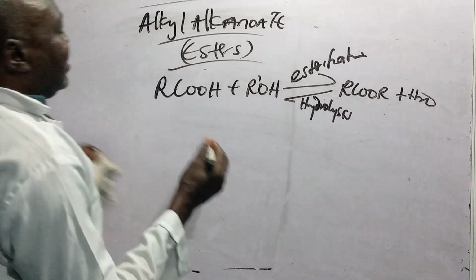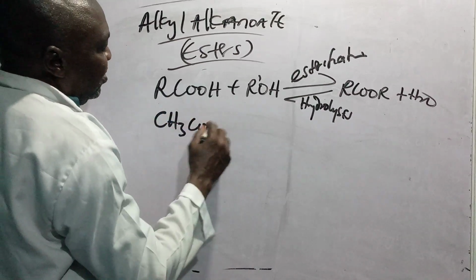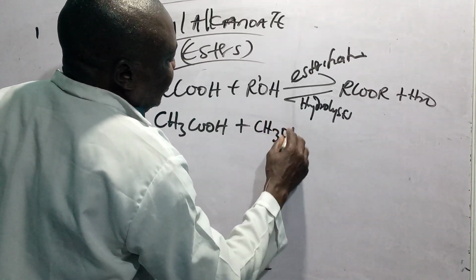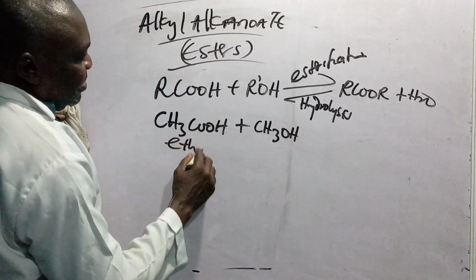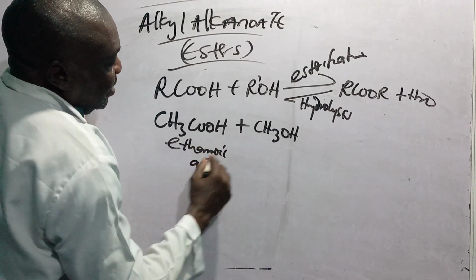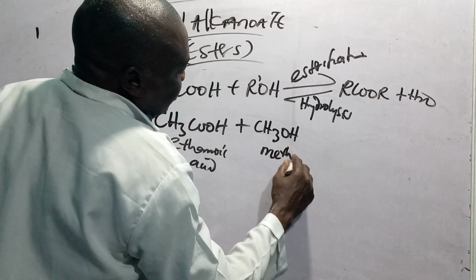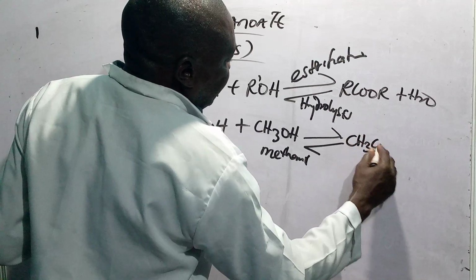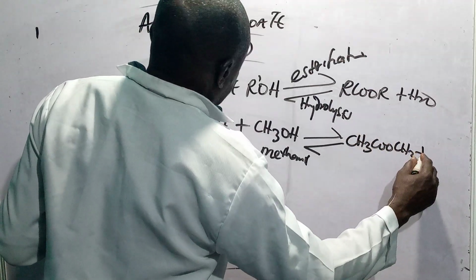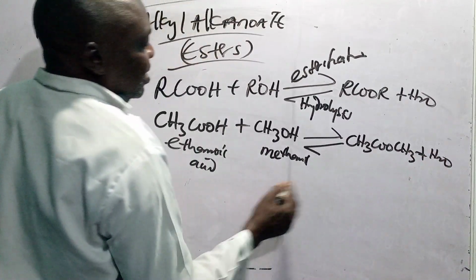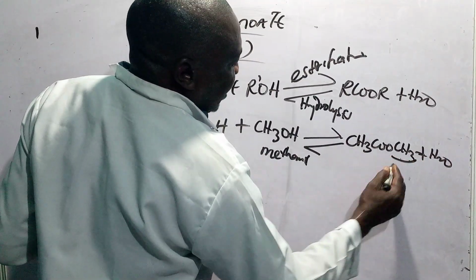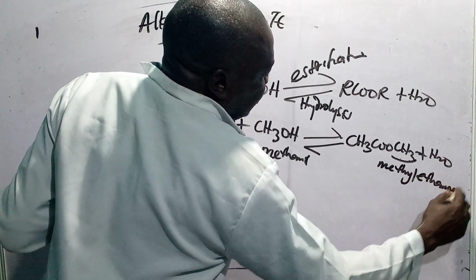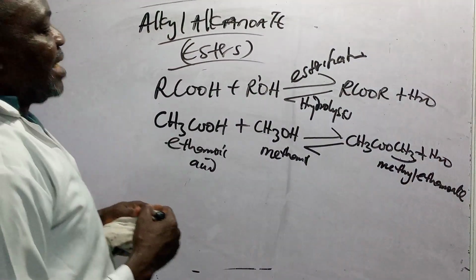So that is that. Let's use a typical example. CH3COOH plus CH3OH. This compound is ethanoic acid, and this is methanol, to now produce CH3COOCH3 plus H2O. You can see it. This one is methyl, starting from the alkanol side, methyl ethanoate. You already know that is water. So this is how esters are formed.